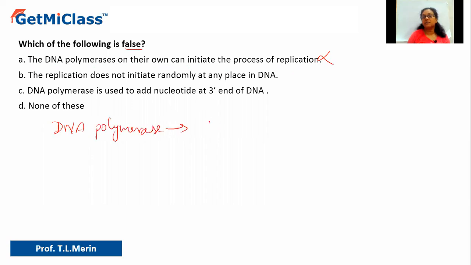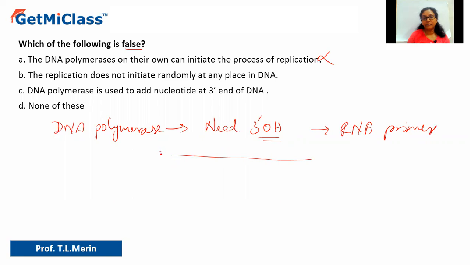they cannot start the DNA replication unless there is the presence of, or they need, a free 3' hydroxy end. They need this end, and this end is provided by RNA primer. RNA primer is added first so as to provide the 3' hydroxy end, and further DNA polymerase will add the nucleotide. For example, this is your DNA, and this is a template I'm talking about. You have the single stranded DNA.